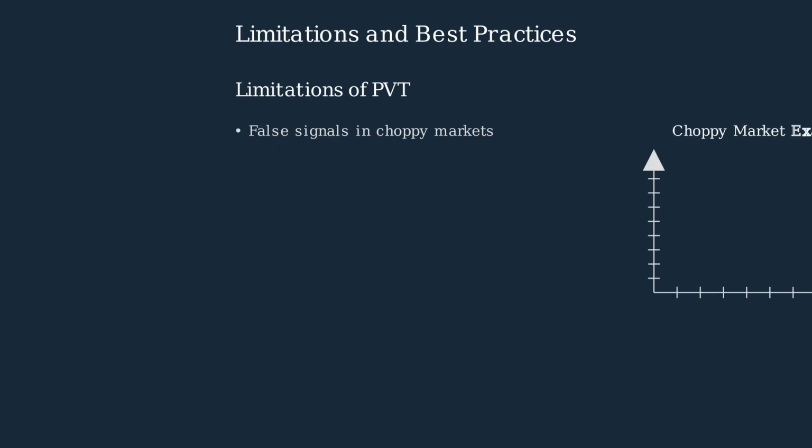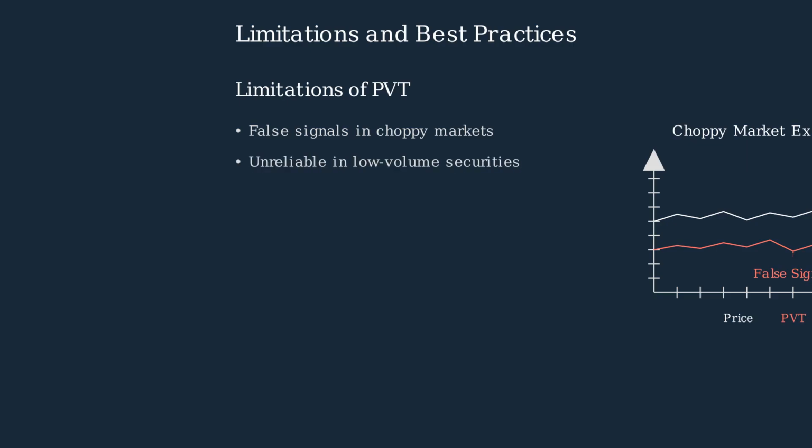While PVT is a powerful volume-based indicator, it comes with several important limitations. PVT can generate false signals, particularly in choppy markets where price movements are erratic but lack directional momentum. The indicator is also unreliable when applied to securities with low trading volume, as small volume changes can create disproportionate moves in the indicator. During ranging markets, PVT may lack clear direction, making it difficult to interpret signals effectively.